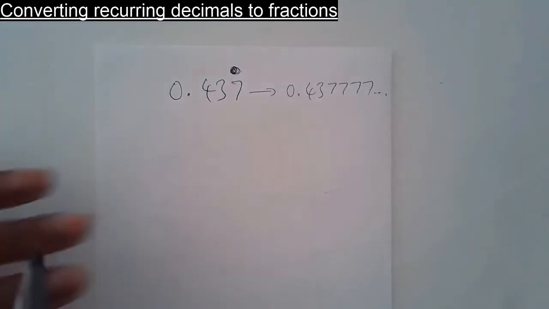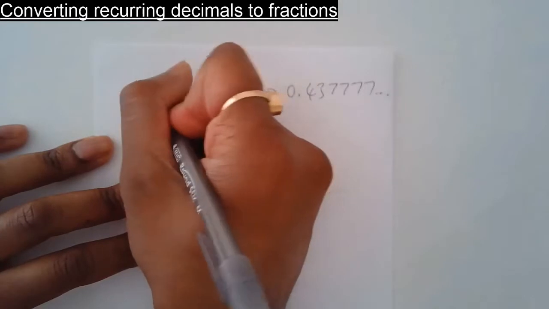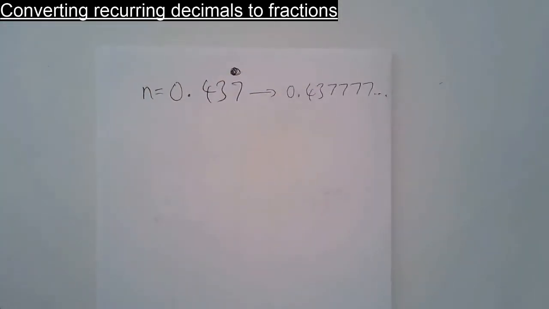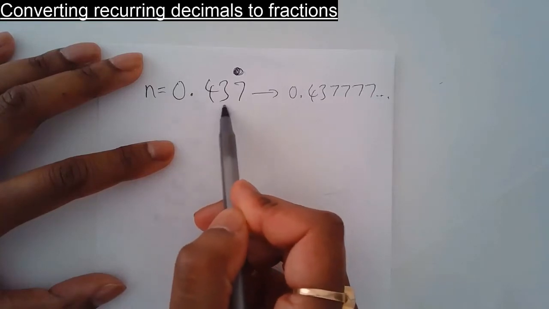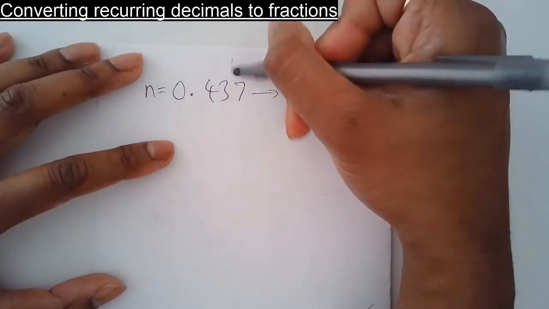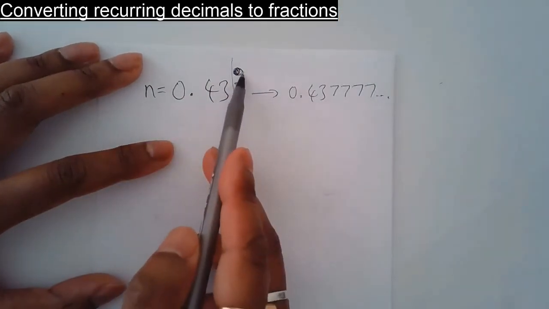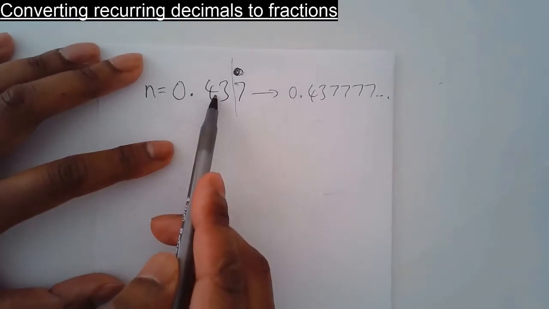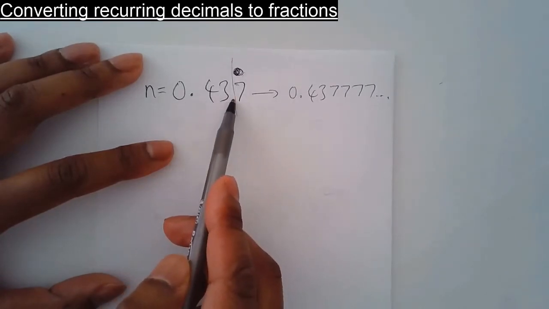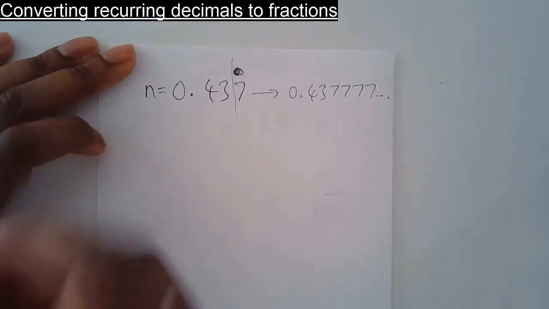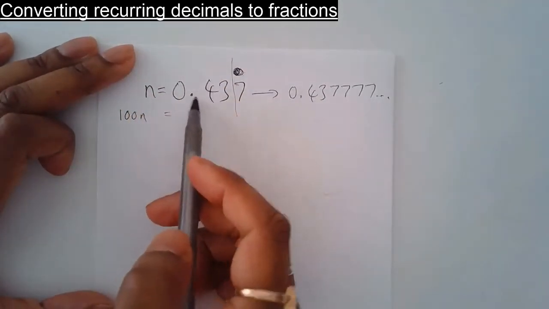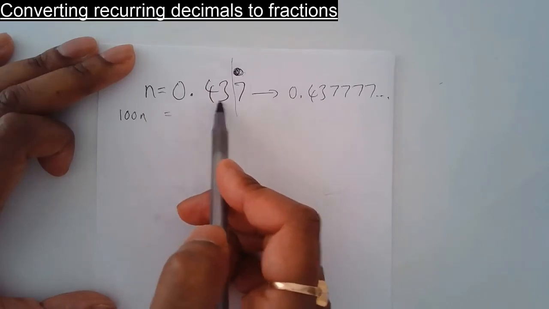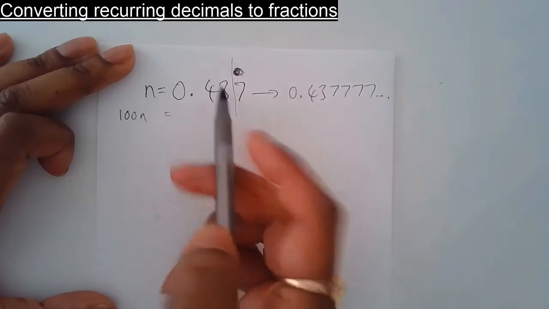So in order to convert this to a fraction, set it equal to n, or whatever letter you like. Then what I'm going to do is move the decimal point to a place just before it starts recurring. That's going to be 2 places to the right. For that to happen, I need to multiply by 100. If I multiply this by 100, that will take the decimal point 2 places to the right, just before it starts recurring.